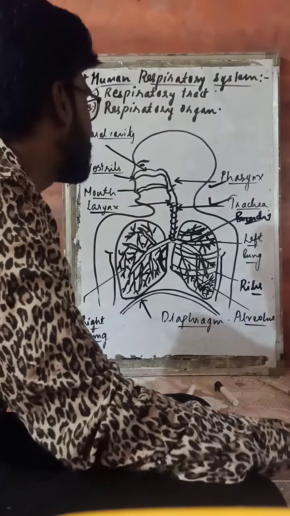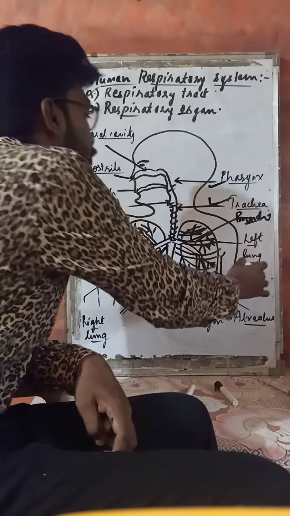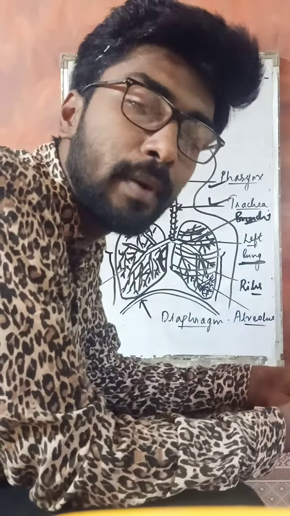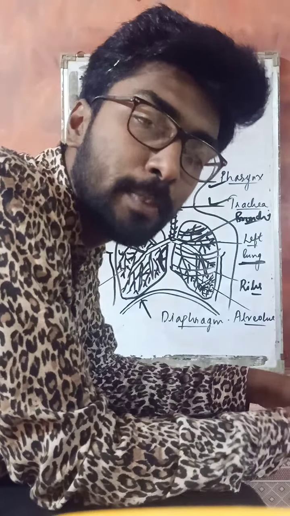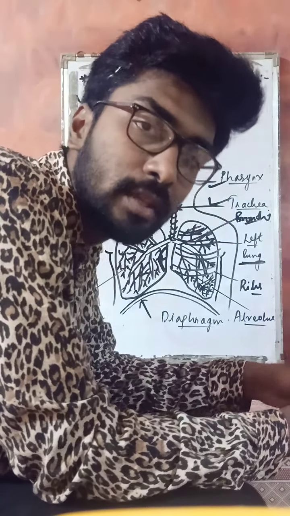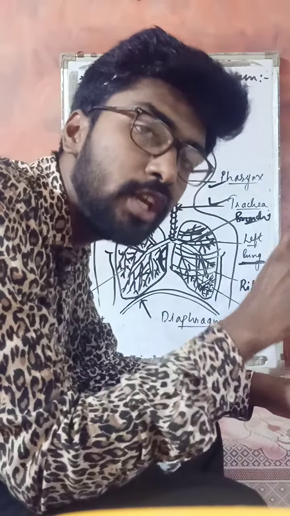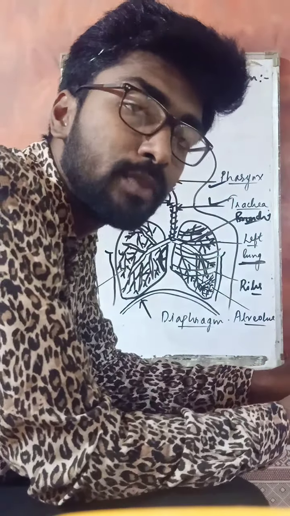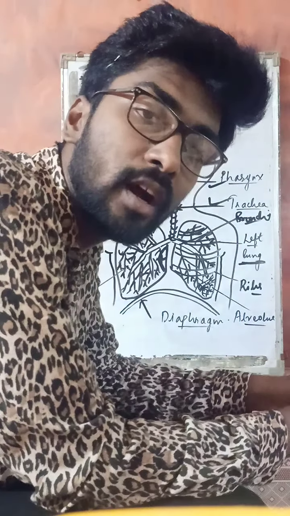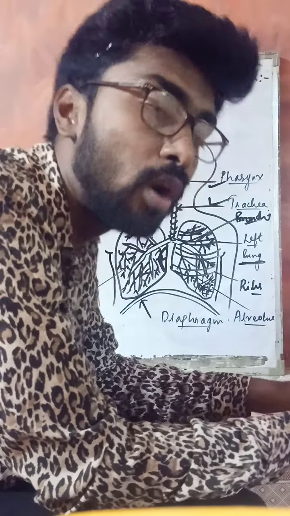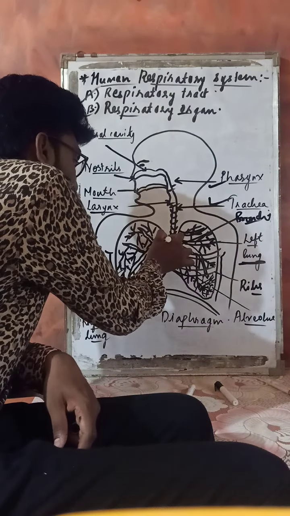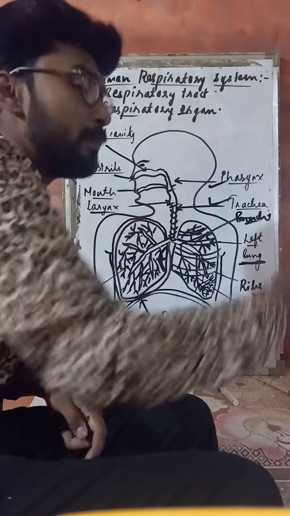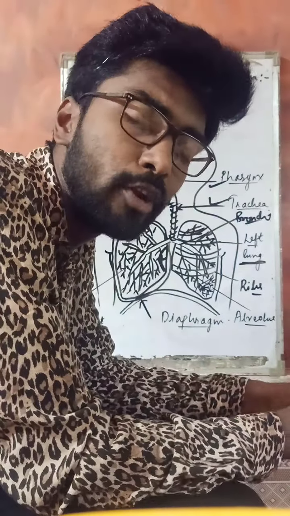Now let's talk about the second part, the respiratory organs. You know very well, the respiratory organs are the lungs. So lungs are the primary, major and main respiratory organ of the human respiratory system. One pair of spongy, hollow, elastic lungs is present in the thoracic cavity. Now these lungs are generally covered by a double layered membrane, called the pleural membrane or the pleura.